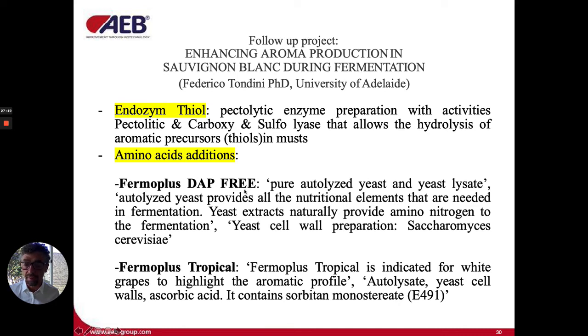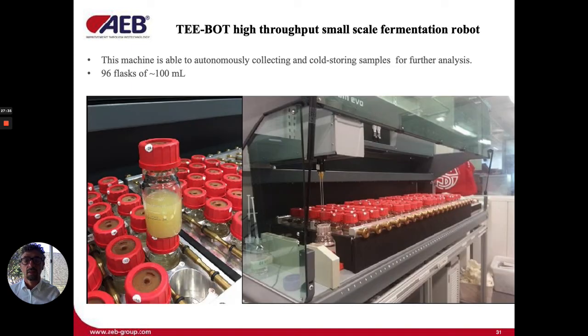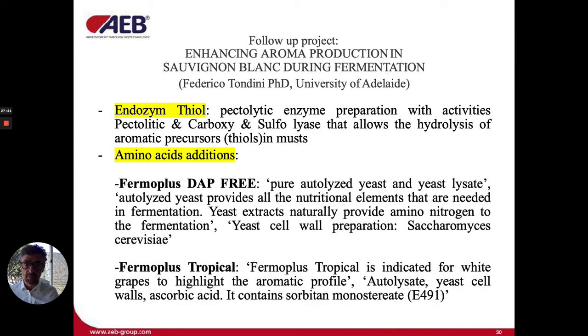Thermoplast DAP-free is a concoction of amino acids, yeast-derived amino acids. The Thermoplast Tropical is very indicated also for production of esters and has a very high content of both glutathione and cysteine. This is to introduce an actual trial that was done at the University of Adelaide, which you see here by Federico Tondini, PhD.